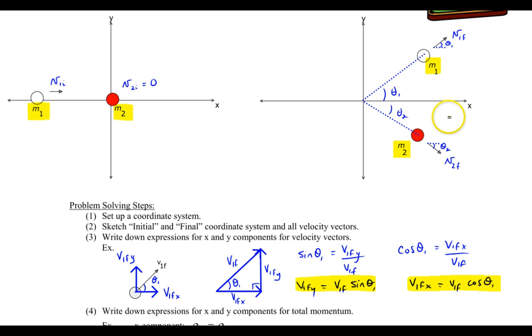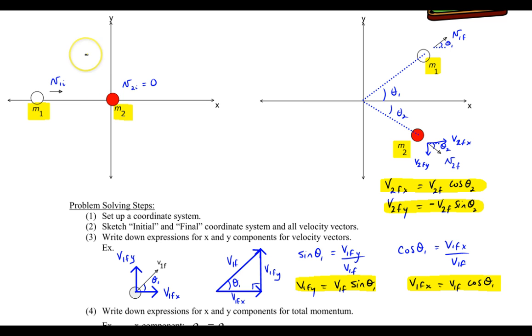We can do a similar thing for ball number 2, and we would get V2 final along the x-axis will be equal to V2 final times the cosine of theta 2. And V2 final along the y-axis will be V2 final times the sine of theta 2. However, notice that the velocity for V2 final here is going in the negative y direction. So you need to be careful. There's V2 final along the x-axis, but V2 final on the y-axis is going downwards. So this is really negative. So be careful with signs. So there are the velocities for the x and y components of the second ball.